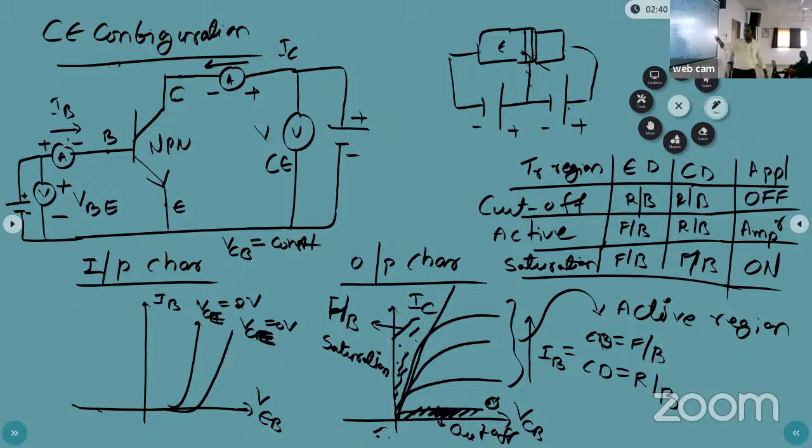CC configuration. Also, you can draw the circuit. In CC configuration, what will be the common terminal? Collector is the common. The input terminal is emitter. The remaining operation is same.